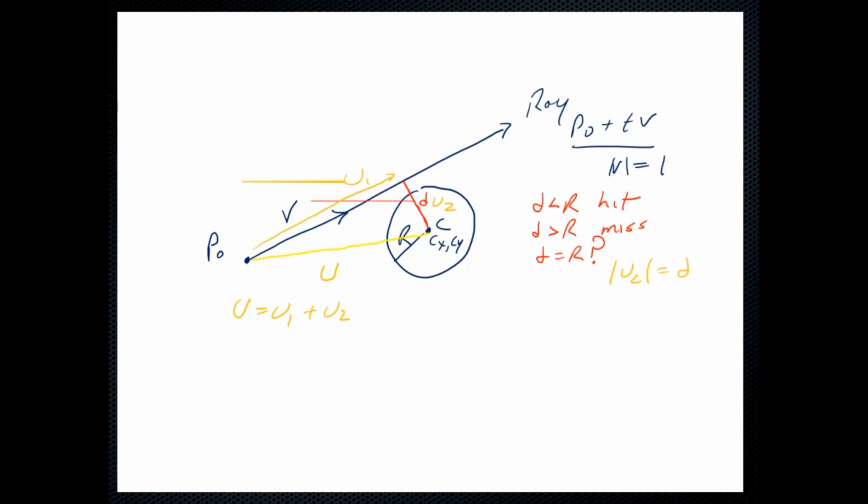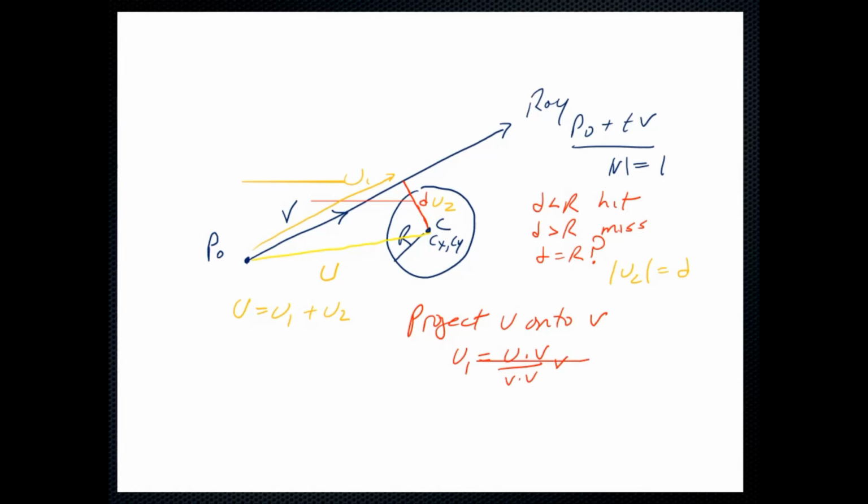And so we'll project U onto V, and let's for the moment assume that, so we'll set U1 equal to U dot V over V dot V times V.